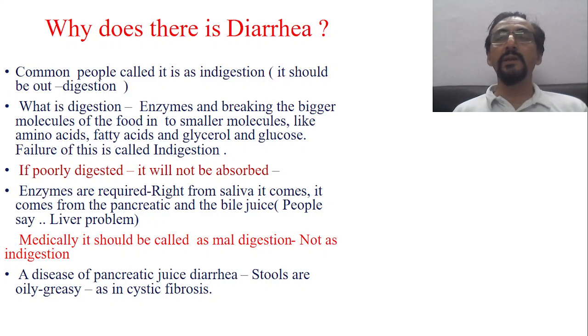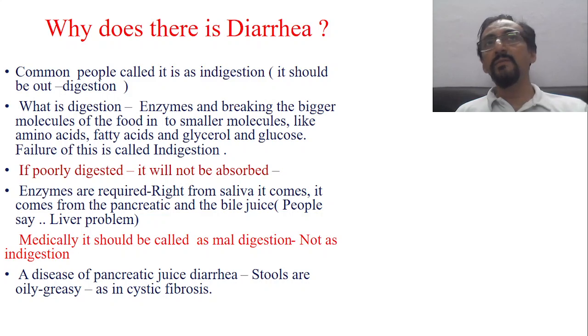Protein has to be broken down into amino acids. Fat has to be broken down into fatty acid and glycerol. Carbohydrates must be broken down into glucose. Then only it is absorbed through the villi. So to break them down into smaller particles that can be absorbed through the villi, the enzymes are required.